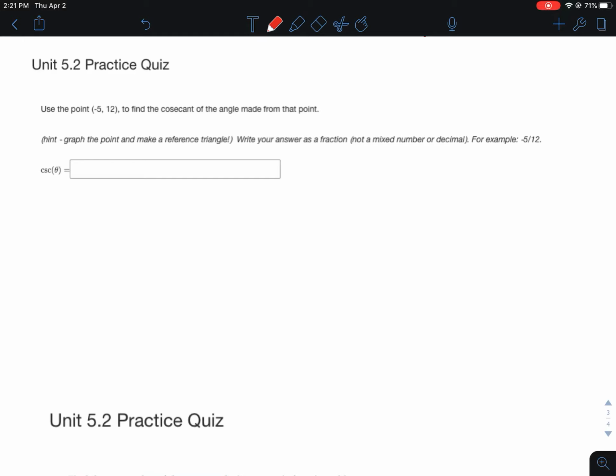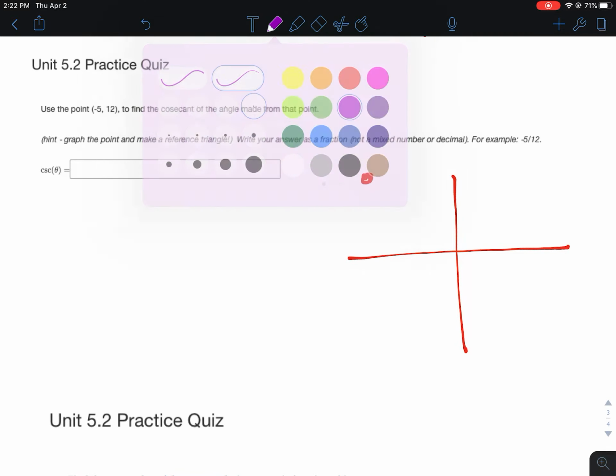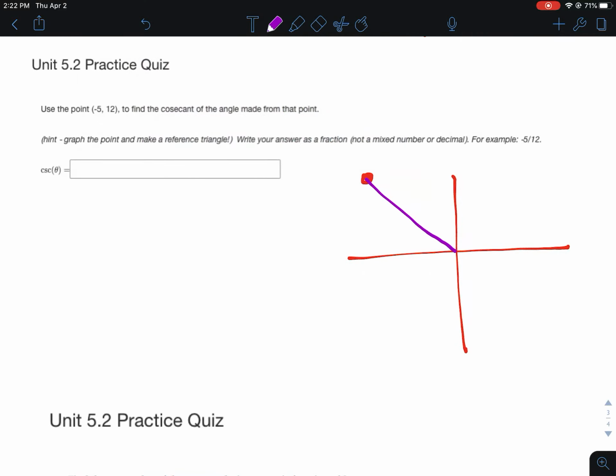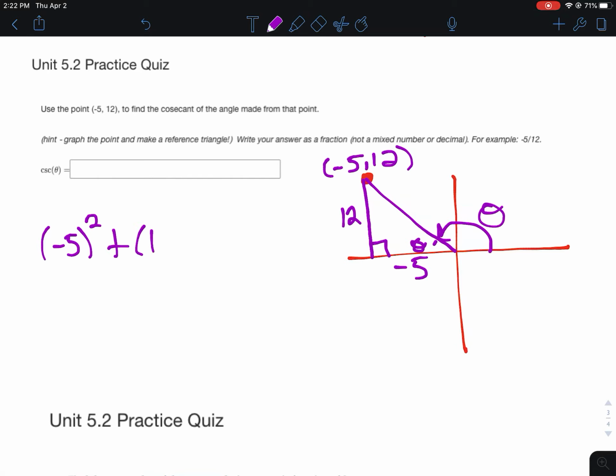For this problem, negative 5, 12 is the point, and we want to find the cosecant. So I'm going to take this and put it on a graph. Negative 5, positive 12 would be here. Connect that back to the x-axis. Now remember, a real angle is that, but I'm going to create a reference triangle by connecting it to the x-axis. So theta prime is my reference angle. I know the side lengths. If this point is negative 5, 12, the x direction is negative 5 and the y direction is 12. And using Pythagorean theorem, you're going to find that c is 13.